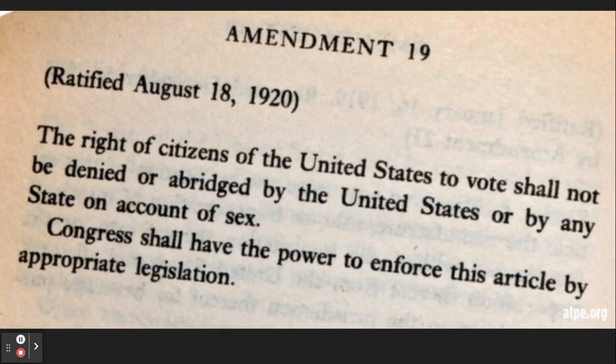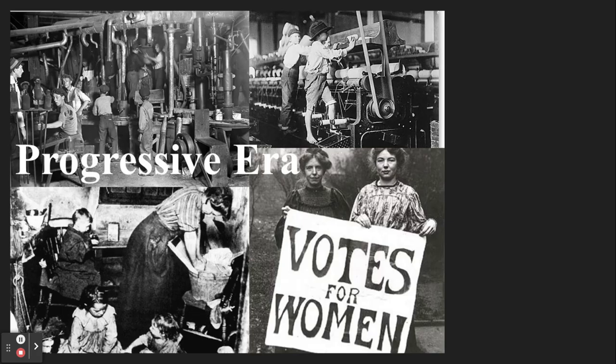The 19th Amendment is finally ratified in 1920, and women are finally able to vote nationwide, unless, of course, we're talking about Jim Crow segregation and restrictive voting practices against women of color in the South. But we'll leave that for another lesson. That's another unit.